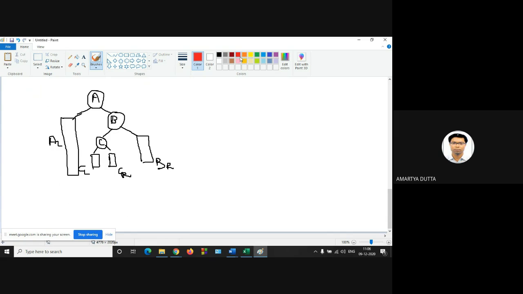Now this is your RL rotation. The inserted node is in the left subtree of the right subtree, so you can add either in CL or in CR. Say, for example, we are adding in CR X. So X is inserted in the left subtree of the right subtree of A.